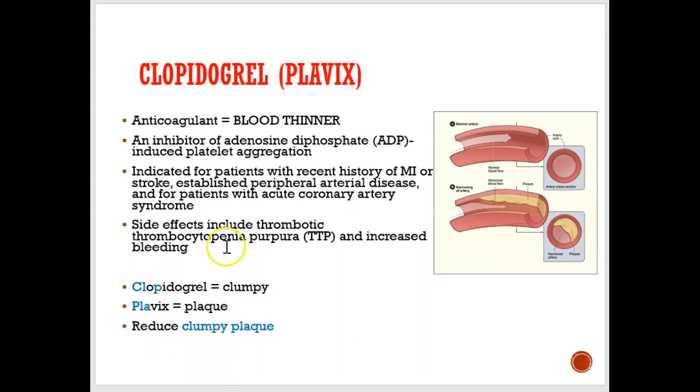So what's a memory trick for this? Someone said that if you think of this medication, the CLP kind of looks like clumpy. PLAVIX, which is the brand name, kind of looks like plaque. So reduces clumpy plaque, you could think of. Reduces plaque in the blood vessel and helps the blood pass through. It's a blood thinner, and it's especially used when we have plaque in the blood vessel.